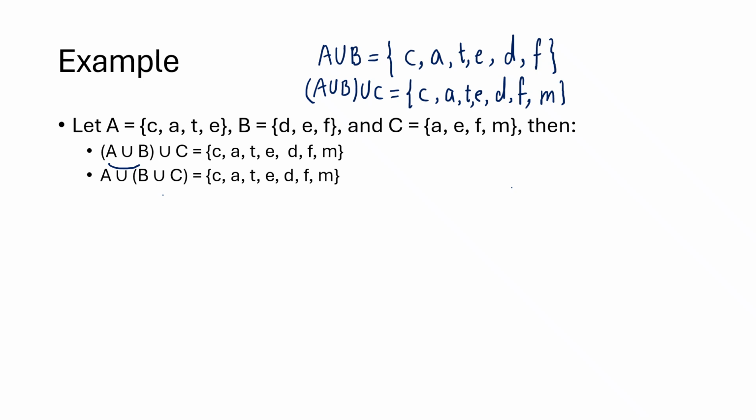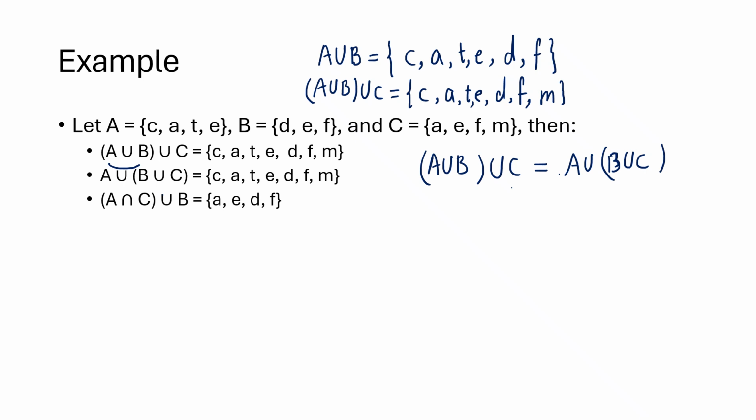Now, if you do it the other way around, which means that first you compute B union C, and then take the union of A with that, you end up with the same set. So that's another set identity: if you have three sets, no matter what they are, if we take the union of A and B, and then take the union of that with C, that's always going to be equal to taking the union of B and C, and then taking the union of A with that. Okay, so that's another set identity.